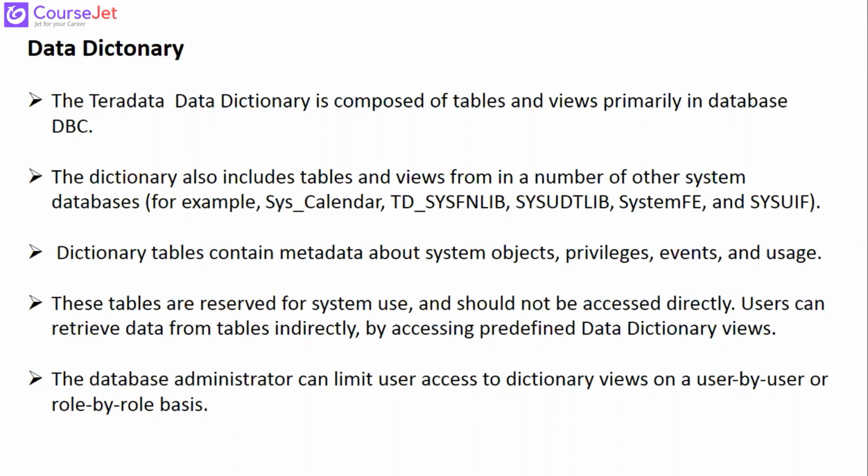This data dictionary also includes tables and views which have the information about the system, databases, usage, everything. So it basically contains the metadata about everything like objects, privileges, what the usage is and what events happen. Events like when you log in, that is one kind of event, and when the database goes down, that is a kind of event. All these are stored in different dictionaries.